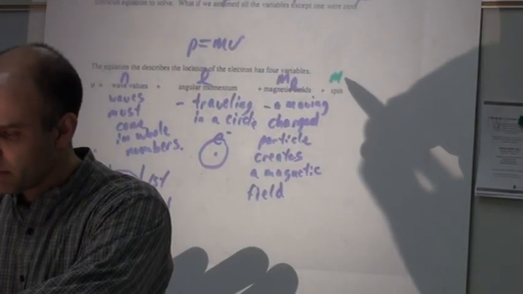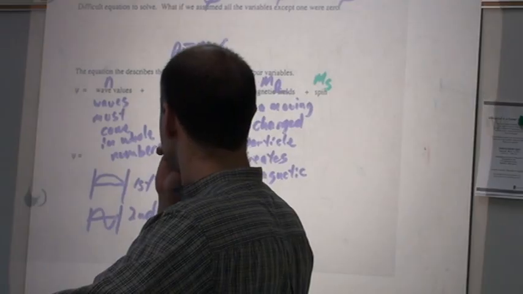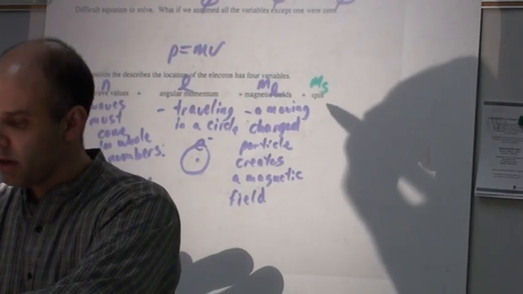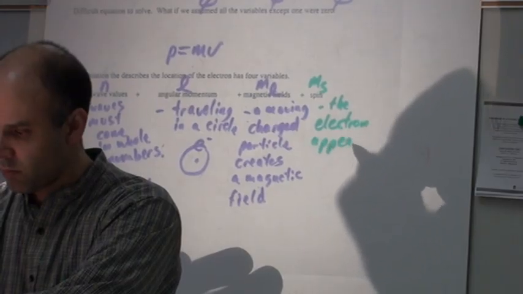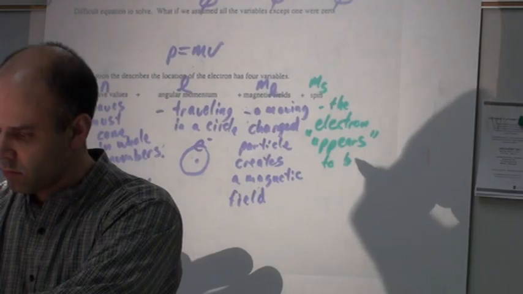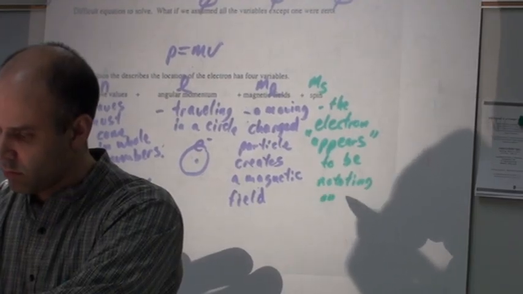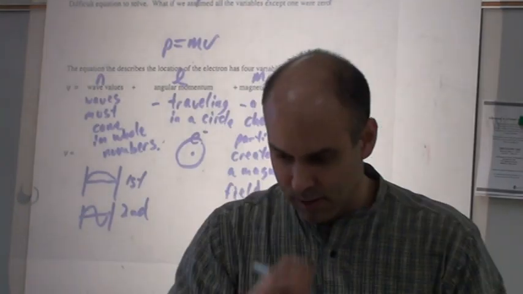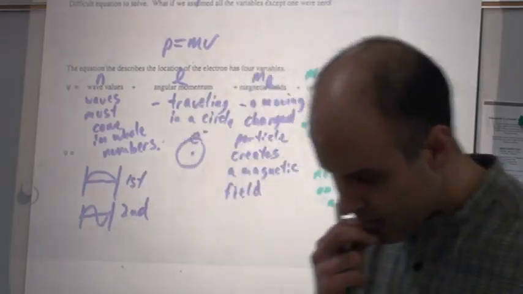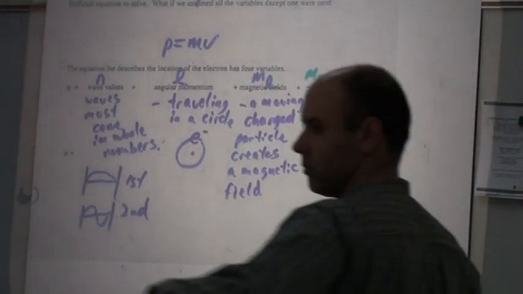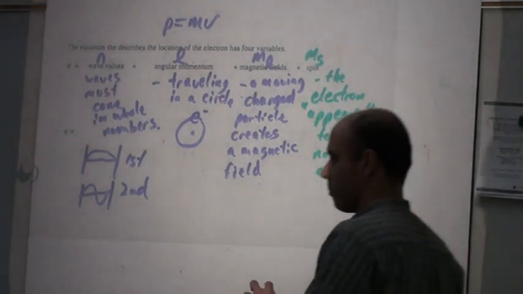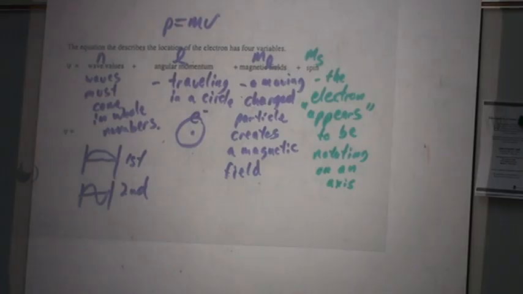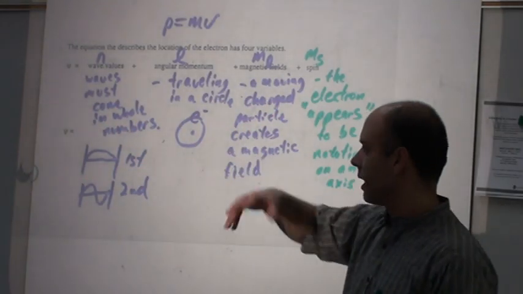And the last one, spin, variable m subscript s. And this is called the spin. The electron appears to be rotating on an axis. Now, why do I say appears? Because you can't see the electron. But when they make their measurements, they think it's rotating. But they can't prove it for sure because you can't find the electron. So it appears that it's rotating, so that's the fourth and final variable.